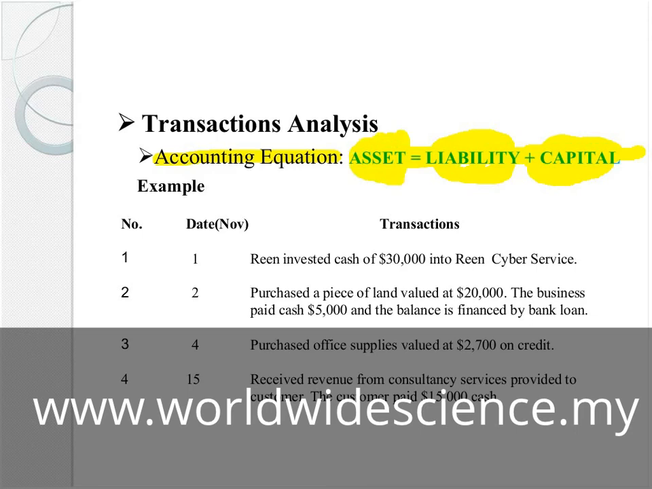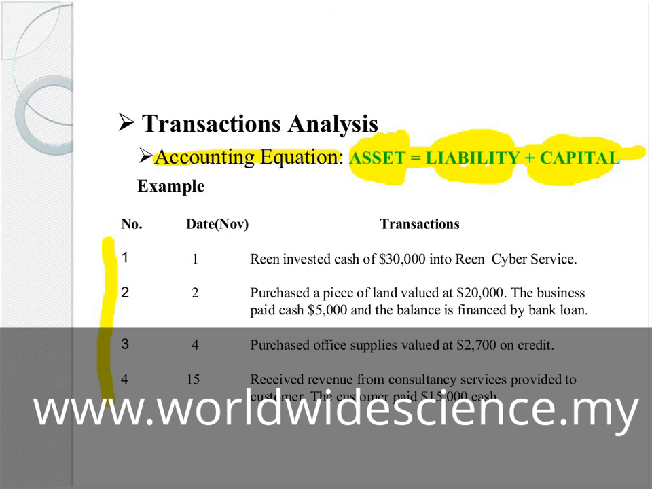So, the transactions. Let's see, the number one transaction. Rin is the name of the person. Rin invested cash of 30,000 into Rin's cable service. This is just an example. You see, here are given 4 kinds of statements, and after that we will look at how they must be transacted in the accounting. How we show their transactions in the accounting.